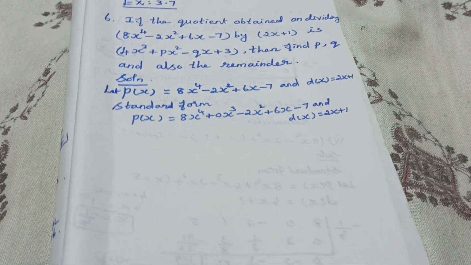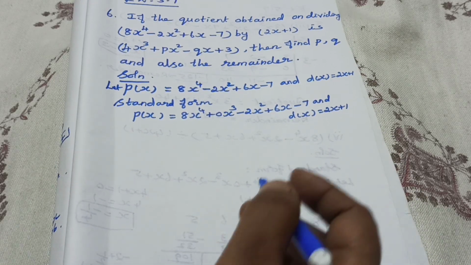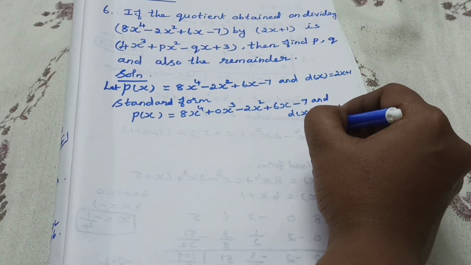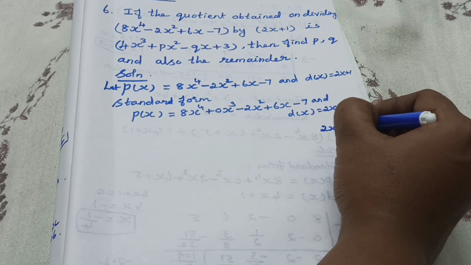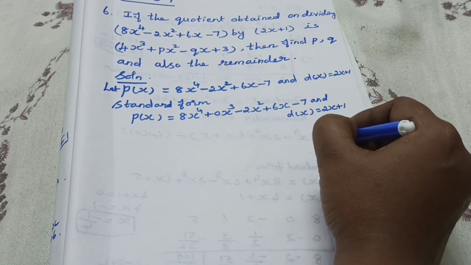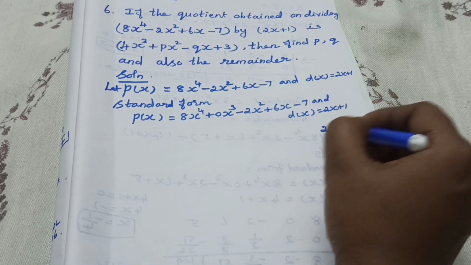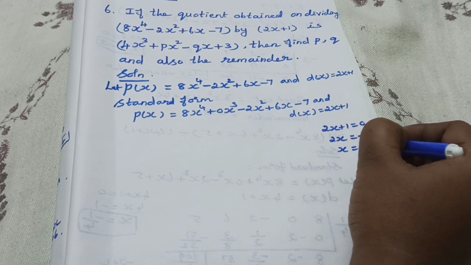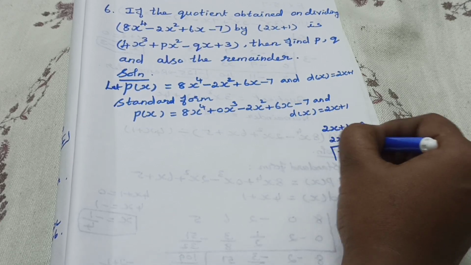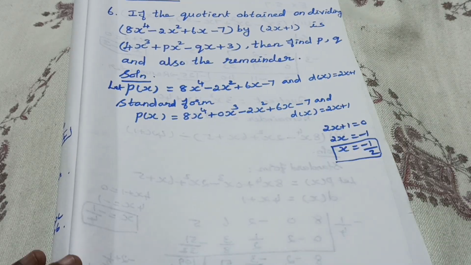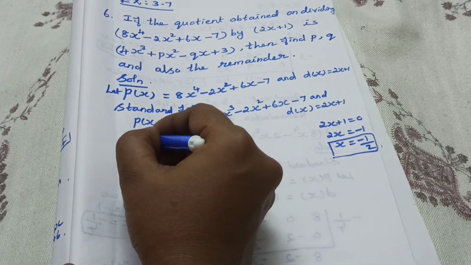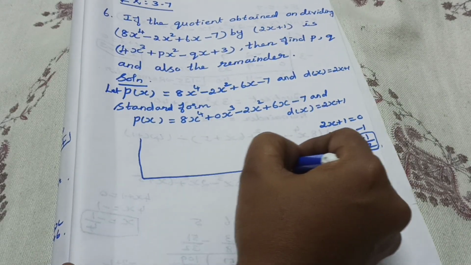Then first we have to find the zero of the divisor. 2x plus 1 equal to 0, therefore 2x equal to minus 1, therefore x equal to minus 1 by 2. This is the zero of the divisor. Then we have to use the synthetic division method.